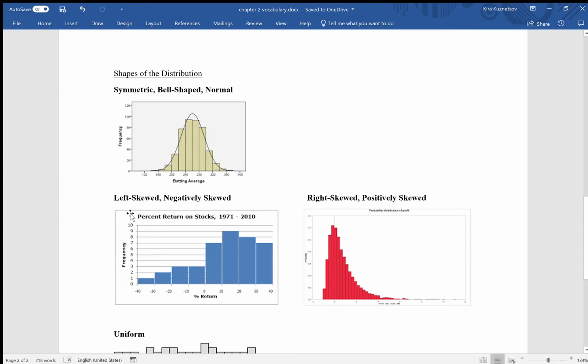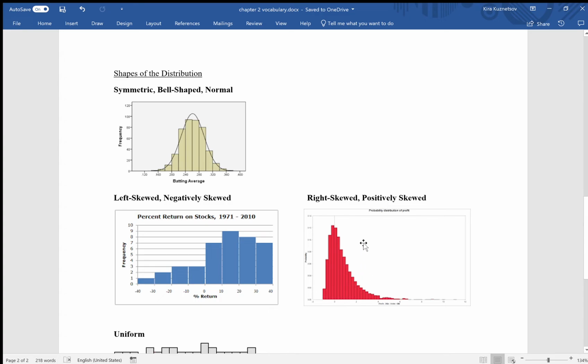My next definition is left skewed. Sometimes it's called negatively skewed or skewed to the left. The reason it's called skewed to the left is because you want to find the tallest tower and notice that there are a lot more bars on the left of the tallest tower than there are on the right. So this has a left tail, or the tail is to the left, so this is called left skewed or skewed to the left.